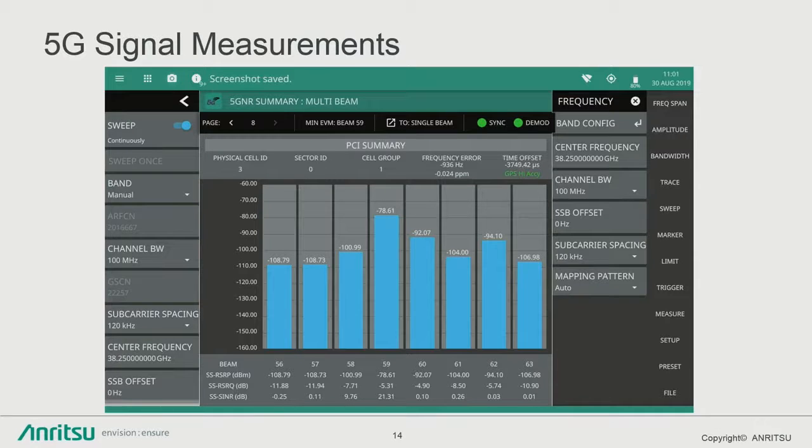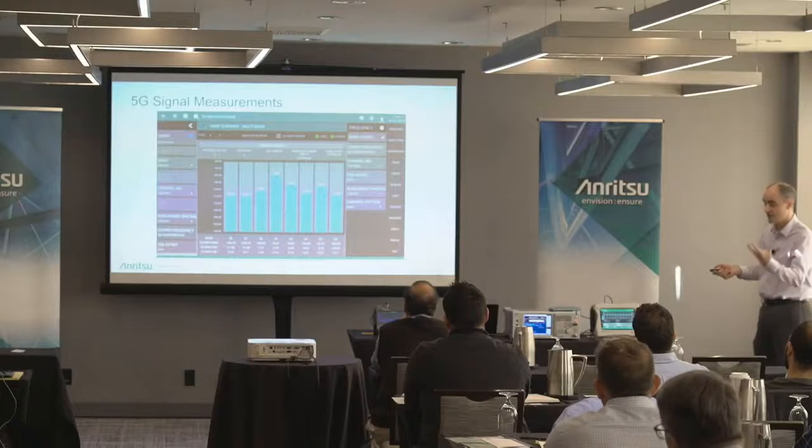Your RSRP and RSRQ are calculated too, based on the measurement that's being made. And these are also important because they give you the health of your SSBs. Okay? So this type of measurement will give you the health of the radio, or at least that beam or set of beams that you're in.